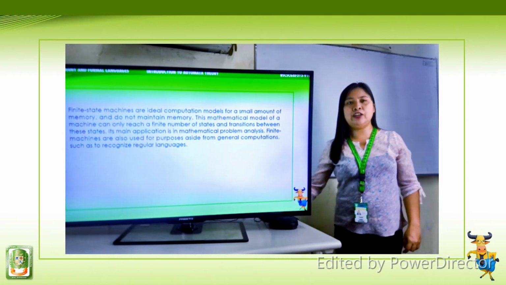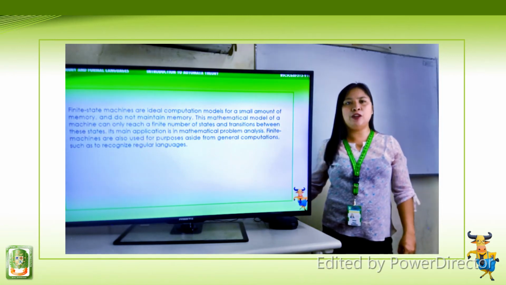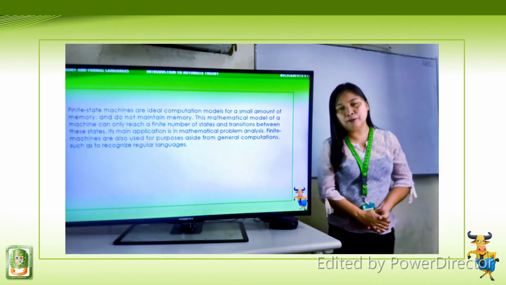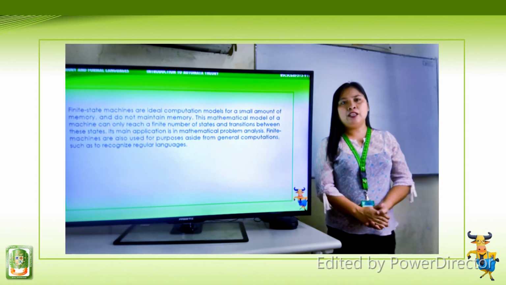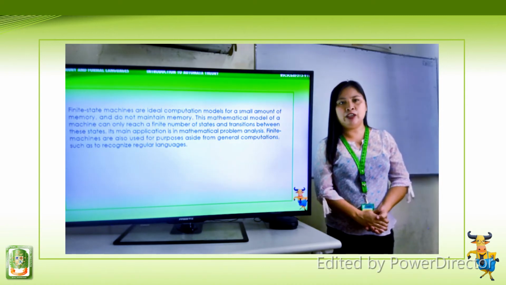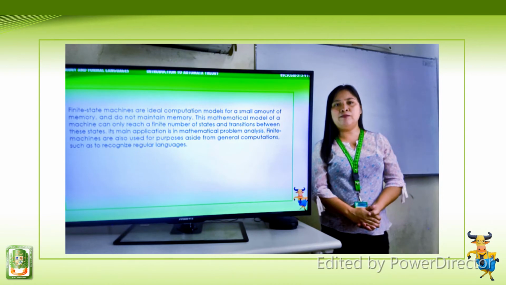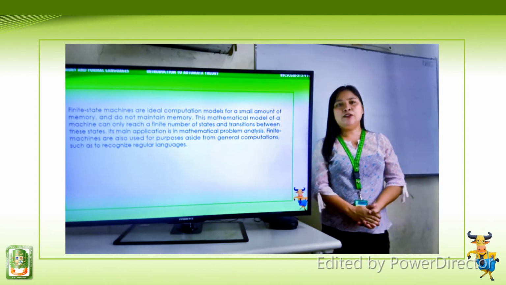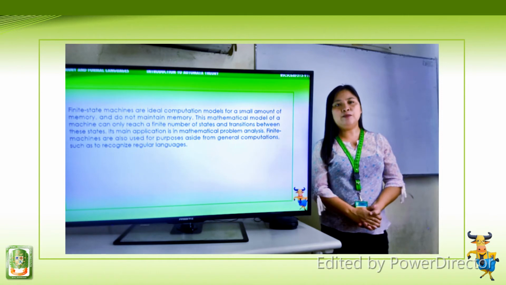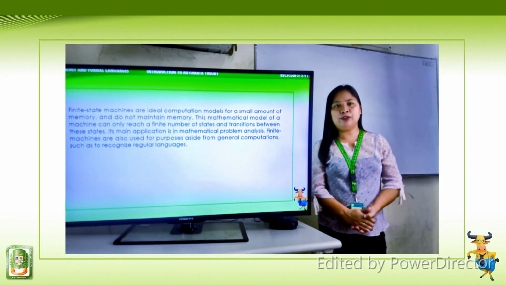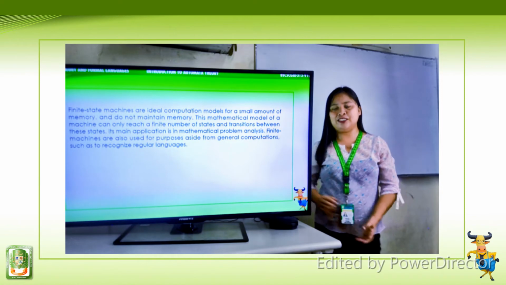Finite state machines are ideal computation models for a small amount of memory and do not maintain memory. This mathematical model of a machine can only reach a finite number of states and transitions between these states. Its main application is in mathematical problem analysis. Finite state machines are also used for purposes aside from general computations, such as to recognize regular languages.